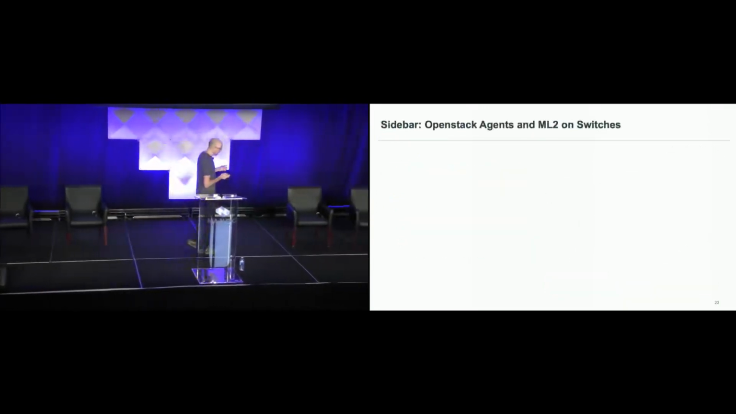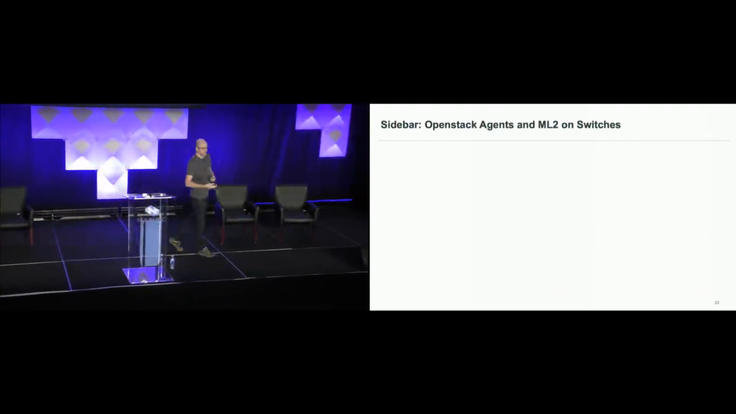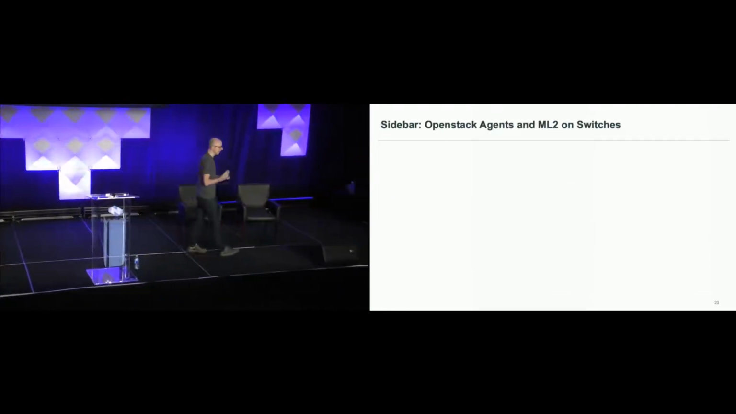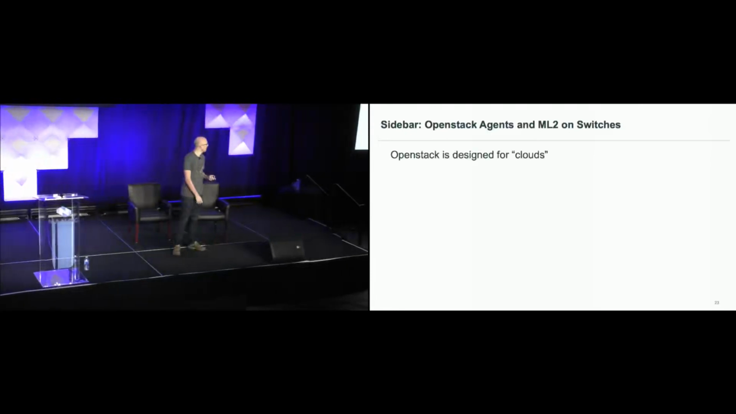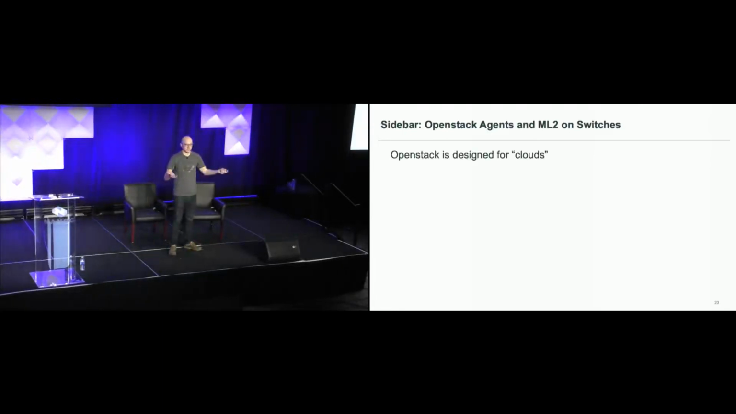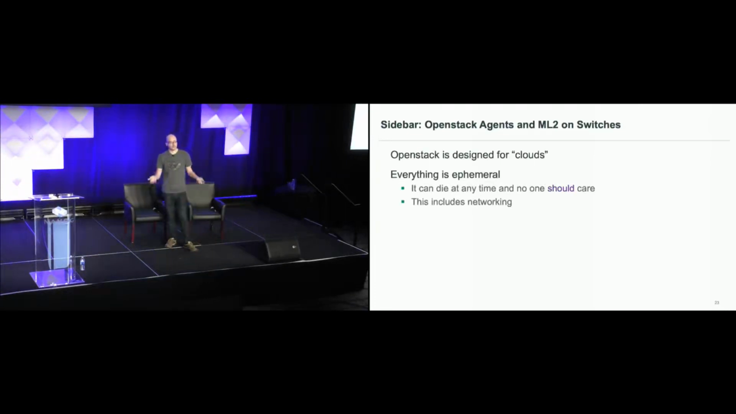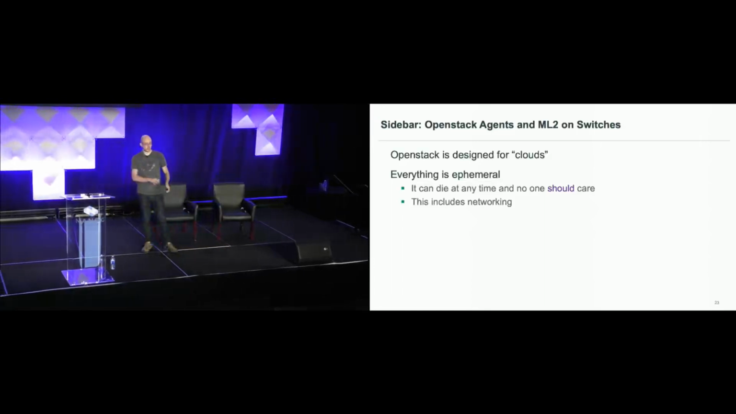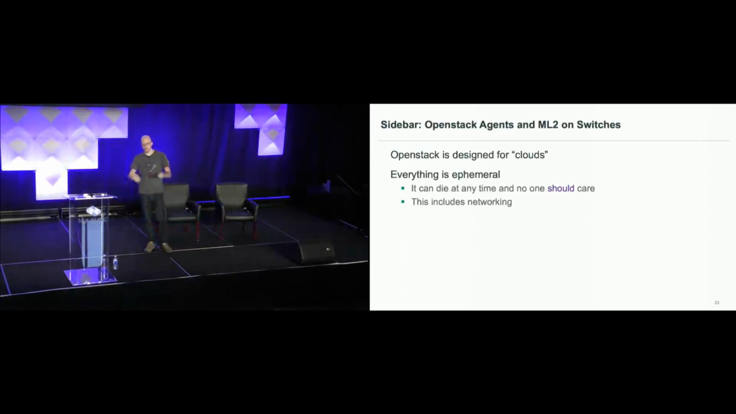So I've thrown some shade on ML2 agents on switches. Let me give you a little background on ML2 agents. OpenStack itself is designed to be cloudy. It's a cloud. Everything in a cloud is ephemeral. It can die at any time and nobody should care. VMs can die, disks can go offline, the network can change. Nobody should actually care about this.